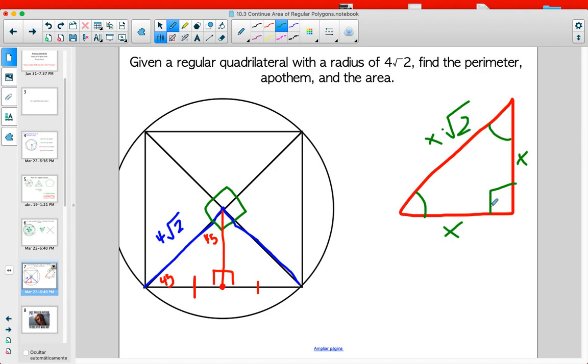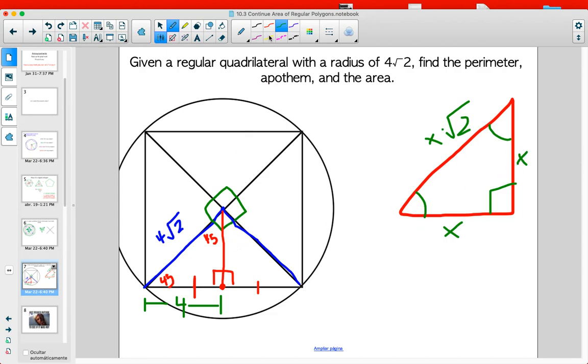So here we can see that across the 90, we have 4 radical 2. So that means that x is 4. So that means that this side right here is 4. So across the 45 is 4. So this length from the vertex to here is 4. Okay, and we also know that this side is also 4.